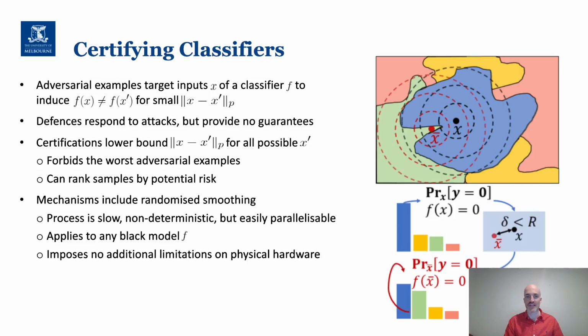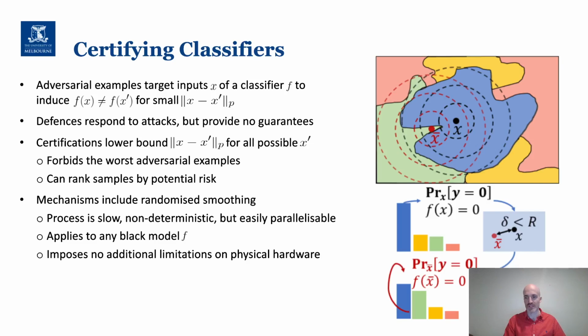But the advantage of randomized smoothing is that it's easily parallelizable. It applies to any black box model F and imposes no additional limitations on the physical hardware required to construct the certificate. So what this means is that any model F that can take a sample X can always be used to construct a randomized smoothing-based certificate without requiring any additional hardware.